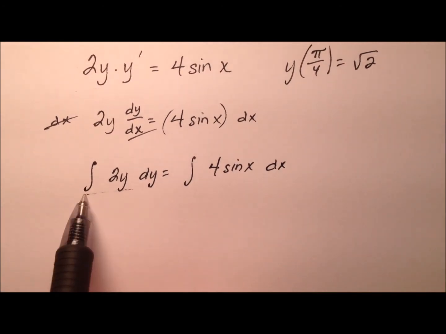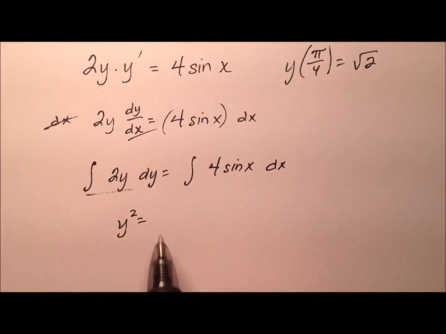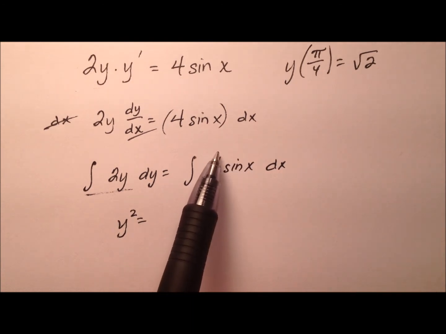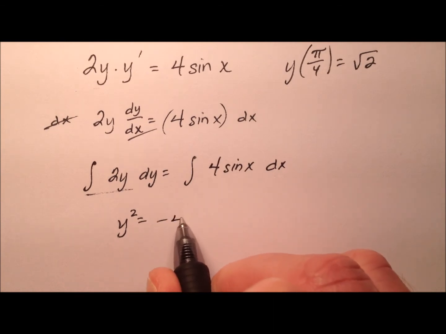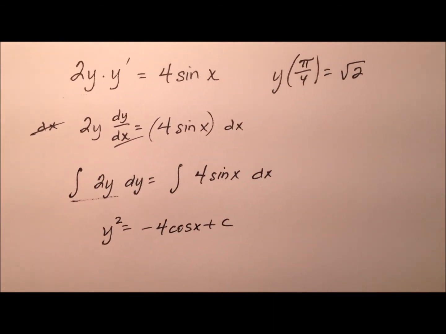Well, as we already said, the integral of 2y is just going to be y squared. And then the integral of 4 sine x, well, we can ignore the 4, and the integral of sine is negative cosine, and then the 4 just comes back in. So negative 4 cosine of x plus c.